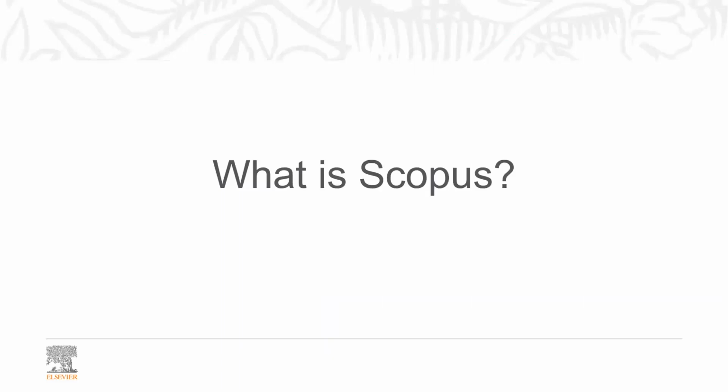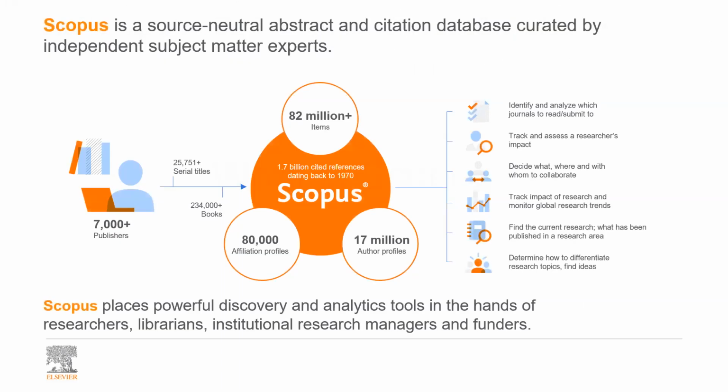So before starting, we're going to Scopus. What is Scopus? Scopus is a database containing only the abstracts indexed in the Scopus database, coming from all the resources published by more than 7,000 publishers. So it's not only Elsevier, it's more than that. Only the abstract can be shown via Scopus. Scopus includes 28 million items, more than 80,000 affiliation profiles and more than 17 million author profiles.